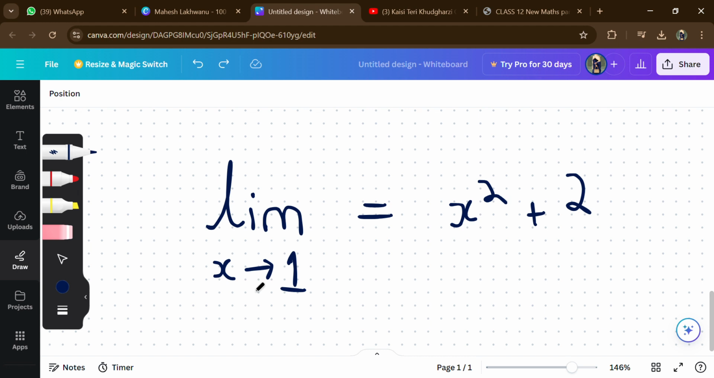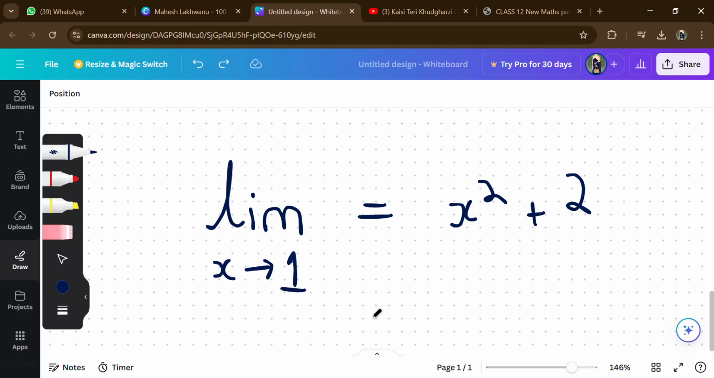Now that's what makes a limit different from the actual or exact value. A limit isn't a fixed value, it approaches the exact value. Just suppose that in this condition we have x approaches 1.